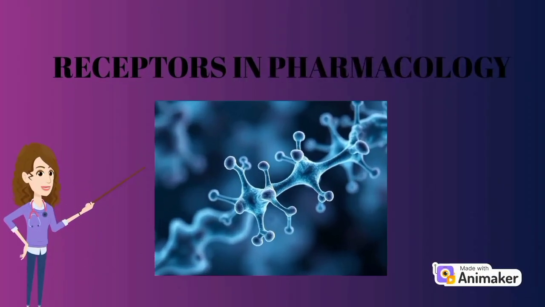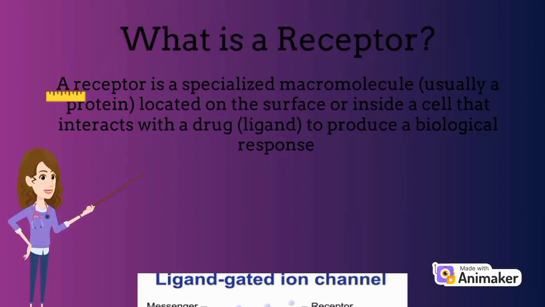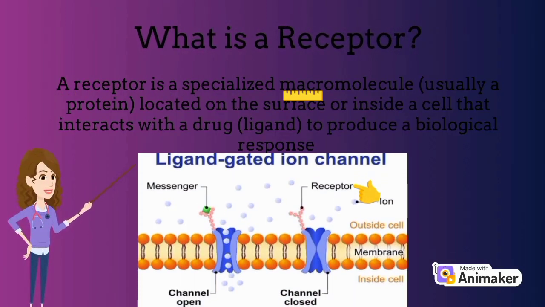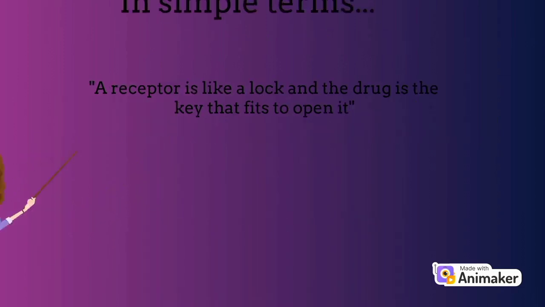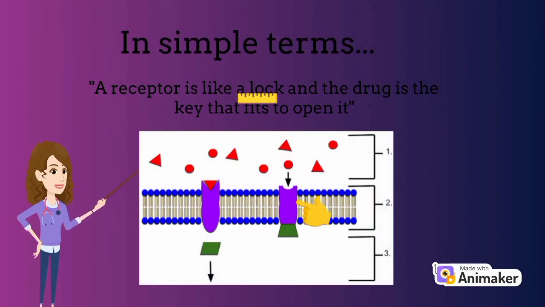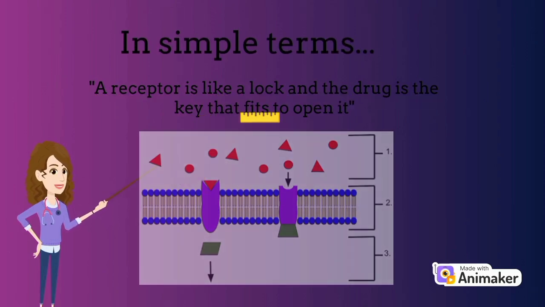It's Sarah here, and today we'll be talking about the different receptor types in pharmacology. A receptor is a specialized macromolecule, usually a protein, located on the surface or inside a cell that interacts with a drug, ligand, to produce a biological response. In simple terms, a receptor is like a lock and the drug is the key that fits to open it.